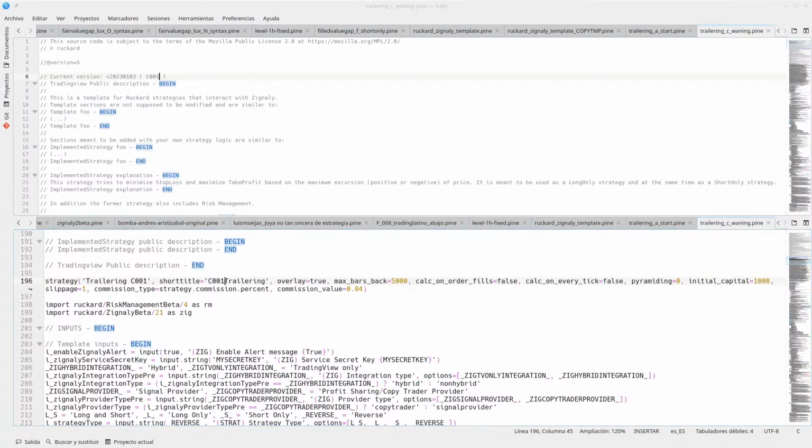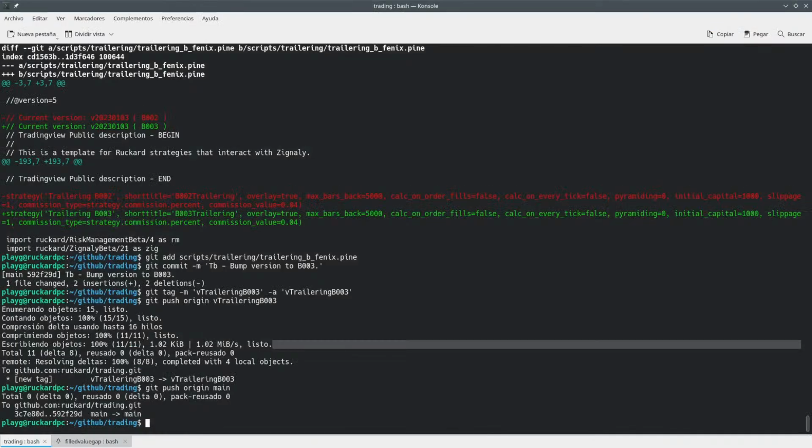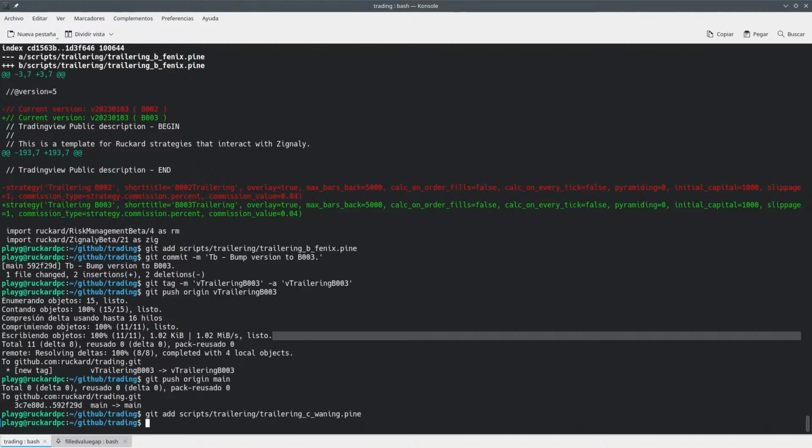So, trailering C. So this is DC. This is other trailer in, warning based on trailer in Phoenix. Warning, warning, warning.